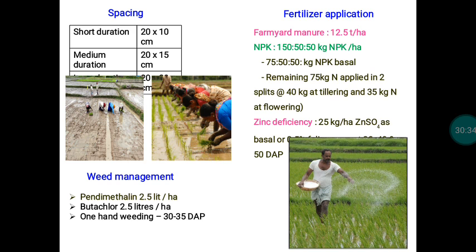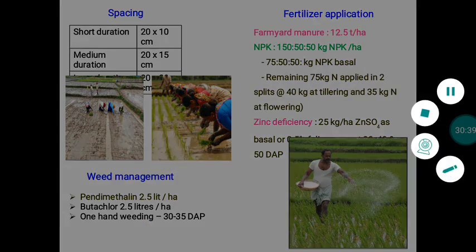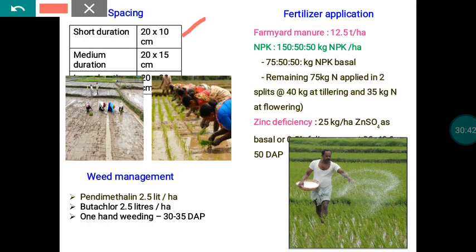For example, for short duration varieties you have to follow a spacing of 20 into 10 centimeter. 20 is the spacing between the rows, and 10 centimeter is within the row, between the plants. In the case of medium duration varieties, we have to follow 20 into 15 centimeter, whereas for long duration it is 20 into 20 centimeter. So 20 into 20 centimeter for long duration varieties we have to follow. So line planting we have to follow. Here you can see line planting being done.